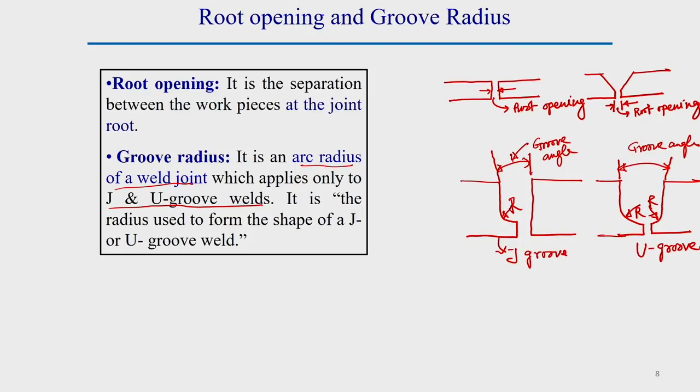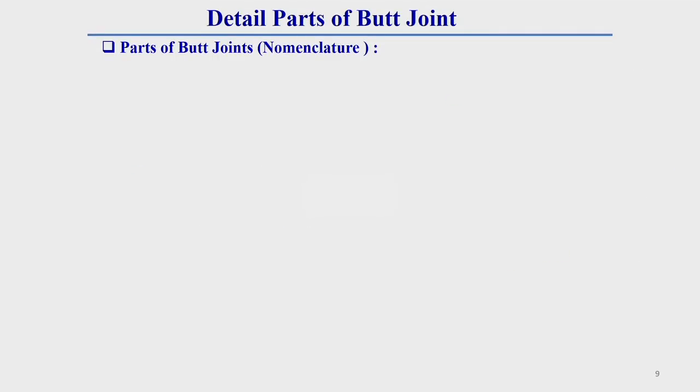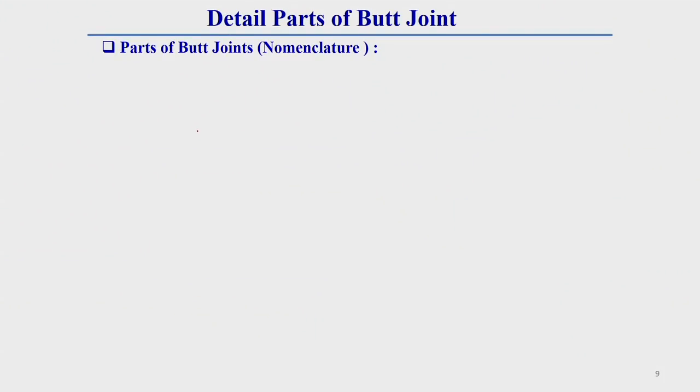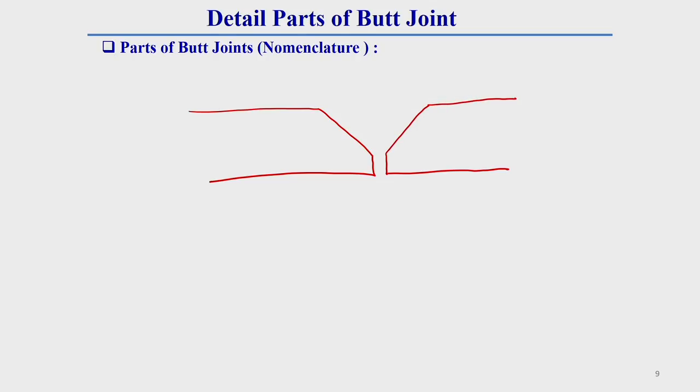Now we will go to the other elements. We have already discussed different parts of a weld joint. Now we will see, in a single bar joint, what the different parts of the weld joint are, all the joint elements. Now I will show in a single joint. Let this be a bar joint. Here I will show you in detail all the elements of a bar joint.